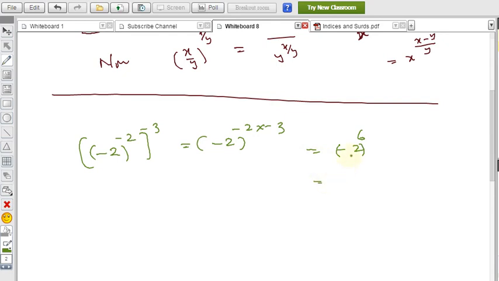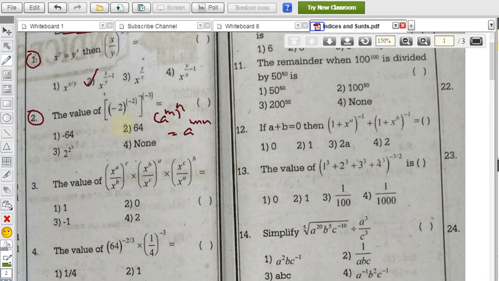Minus is a minus, but 6 is an even number. Now this is even, so 2 to the power 6 only. 2 to the power 6 is 2 multiplied 6 times, that is 64. 2 into 2 into 2, like 6 times if you multiply, you get 64. Plus 64. So don't get confused, because minus 2 whole to the power 6.